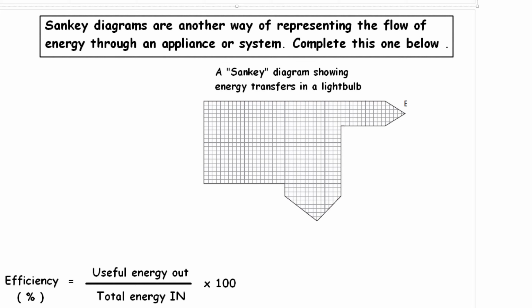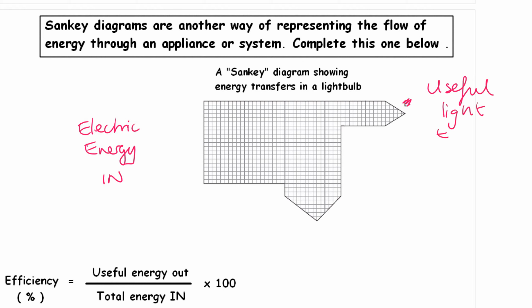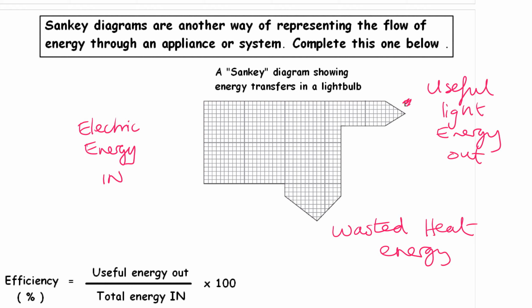So if we add information to it: electric energy in, useful light energy. And by convention, if it's wasted, it drops downwards. So this is wasted heat energy. And remember, these energies are out.